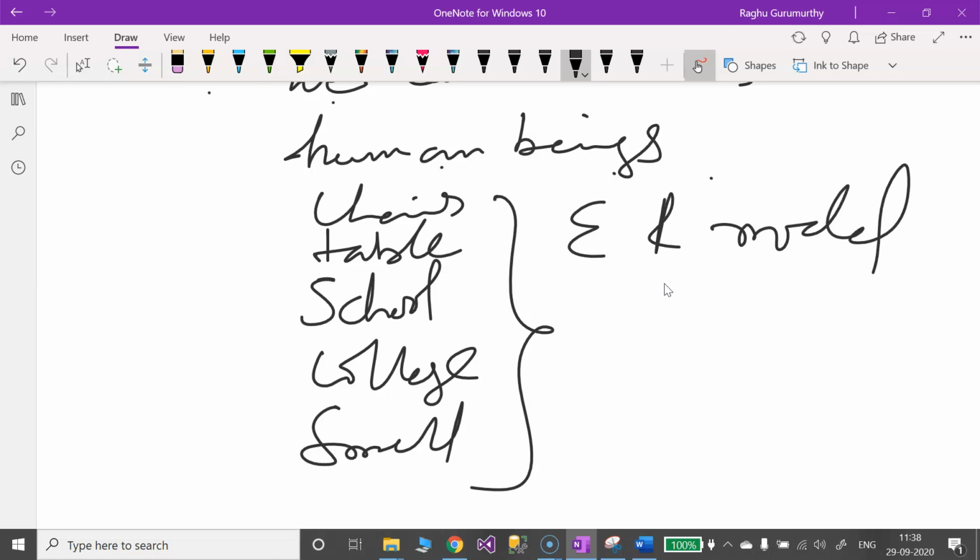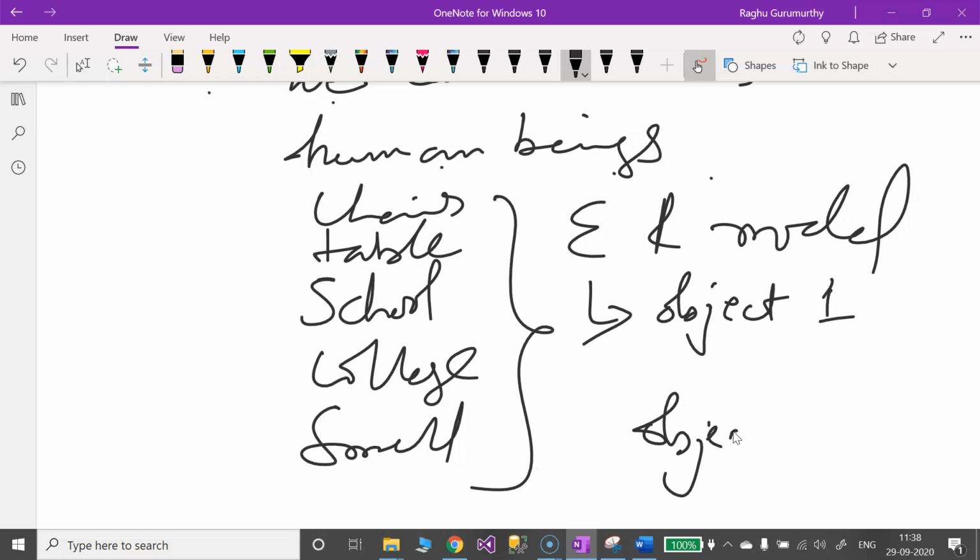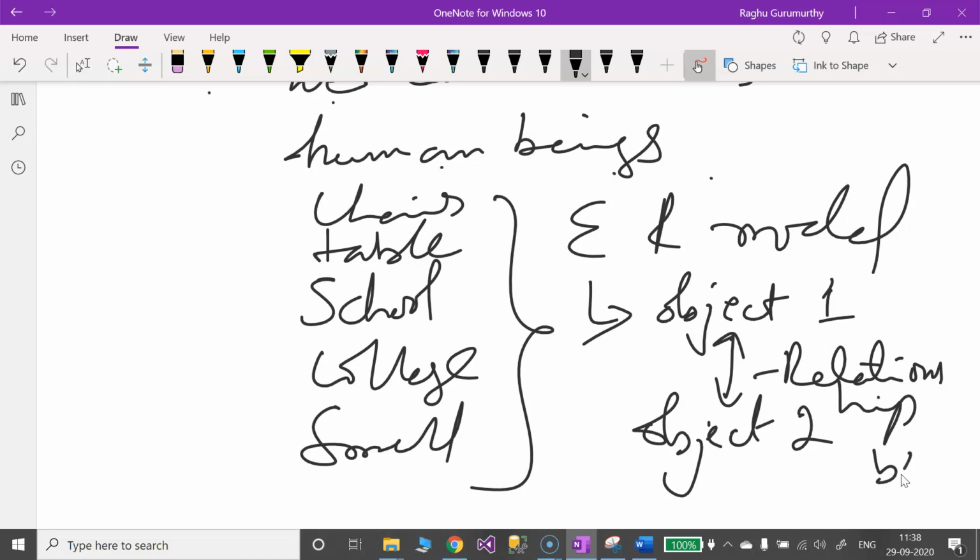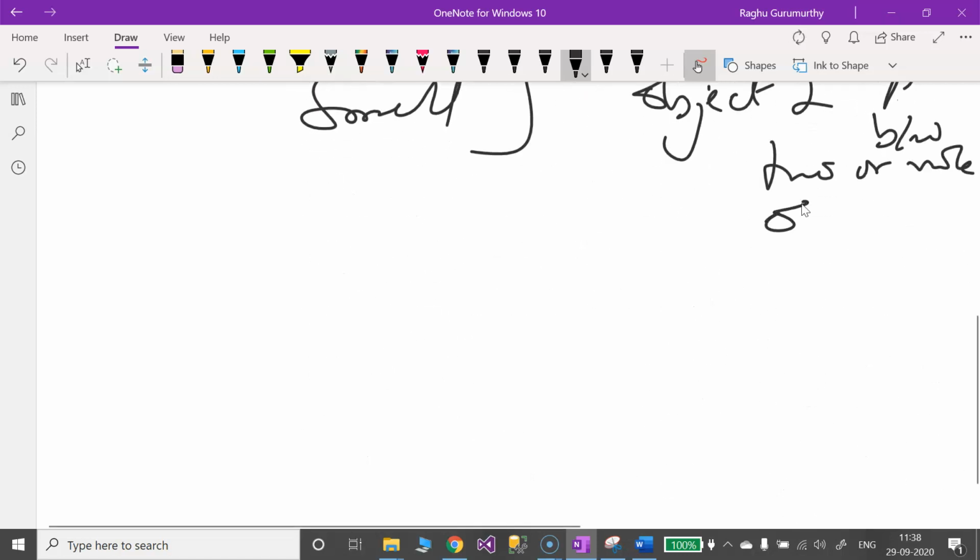See, if an entity is nothing but an object in the real world, we come across many objects, object 1 or one more object 2. The ER model describes the relationship between two or more objects. See, consider a scenario.